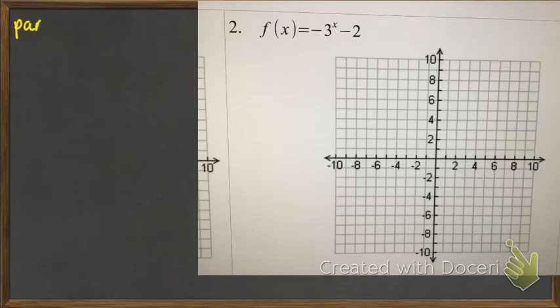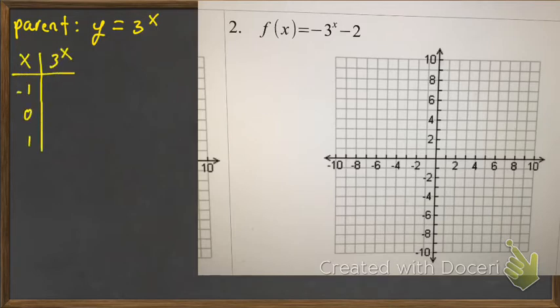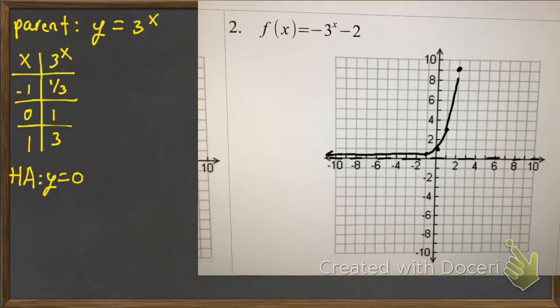Okay, this time we have minus 3 raised to the x power minus 2. The base is 3, so that is going to be our parent function of y equals 3 to the x. We'll go ahead and set up our table using minus 1, 0, and 1: 1 over the base, 1 and the base. The parent form has a horizontal asymptote of y equals 0. So we'll put in that asymptote, and then we'll put in those points. I can also put in 3 squared is 9, so that's another easy point. Okay, and there's 3 to the x power.